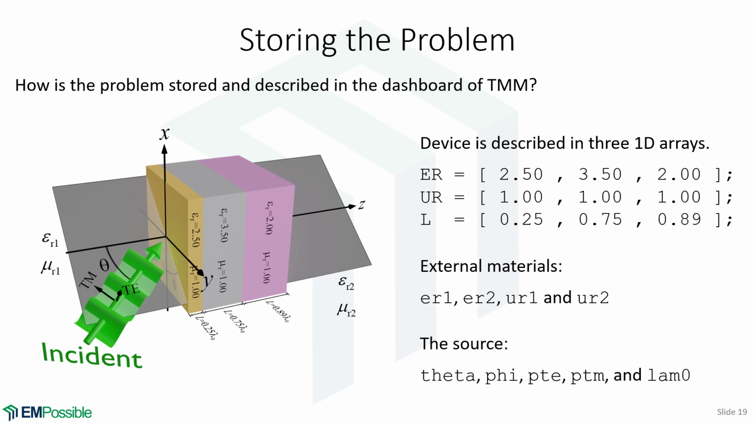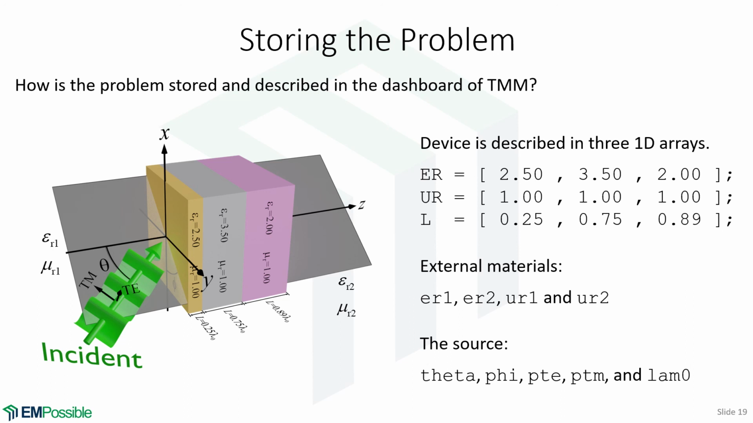We will need to know about the source. So we'll define our source in spherical coordinates, the angles theta and phi. That'll tell us what direction the wave is coming in. We will need to know the amplitude of the different polarizations. What's the complex amplitude of the TE polarization, and what is the complex amplitude of TM polarization?